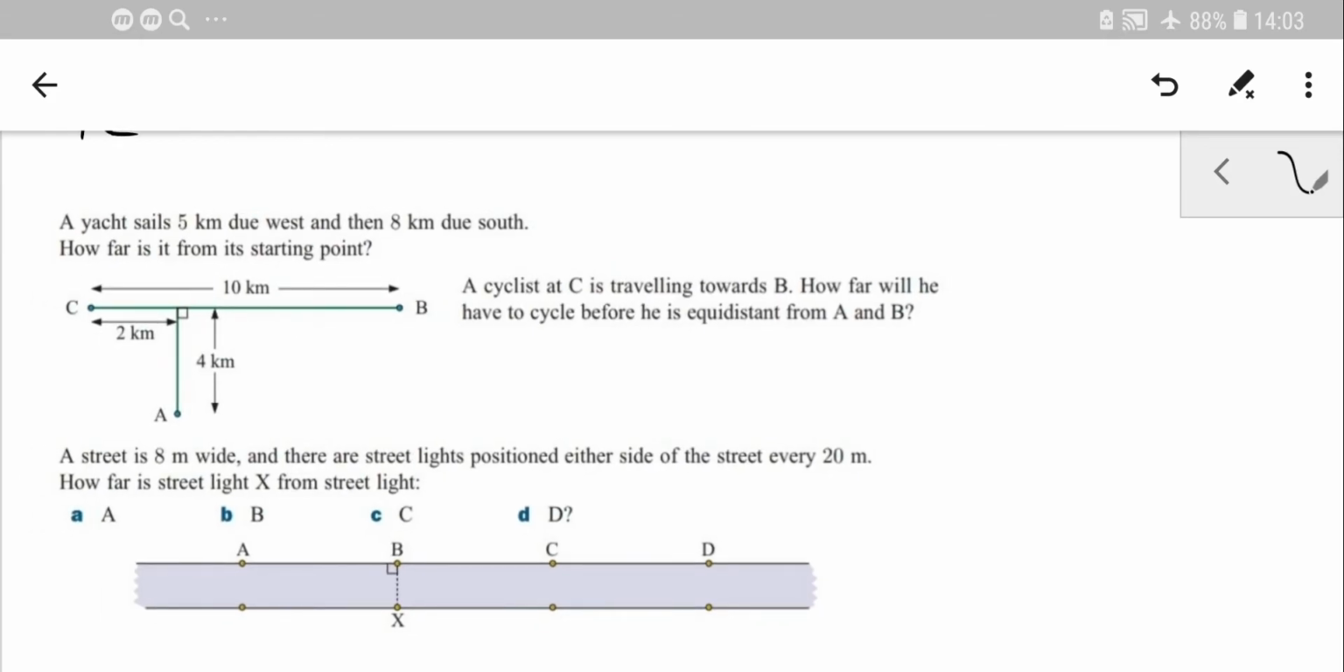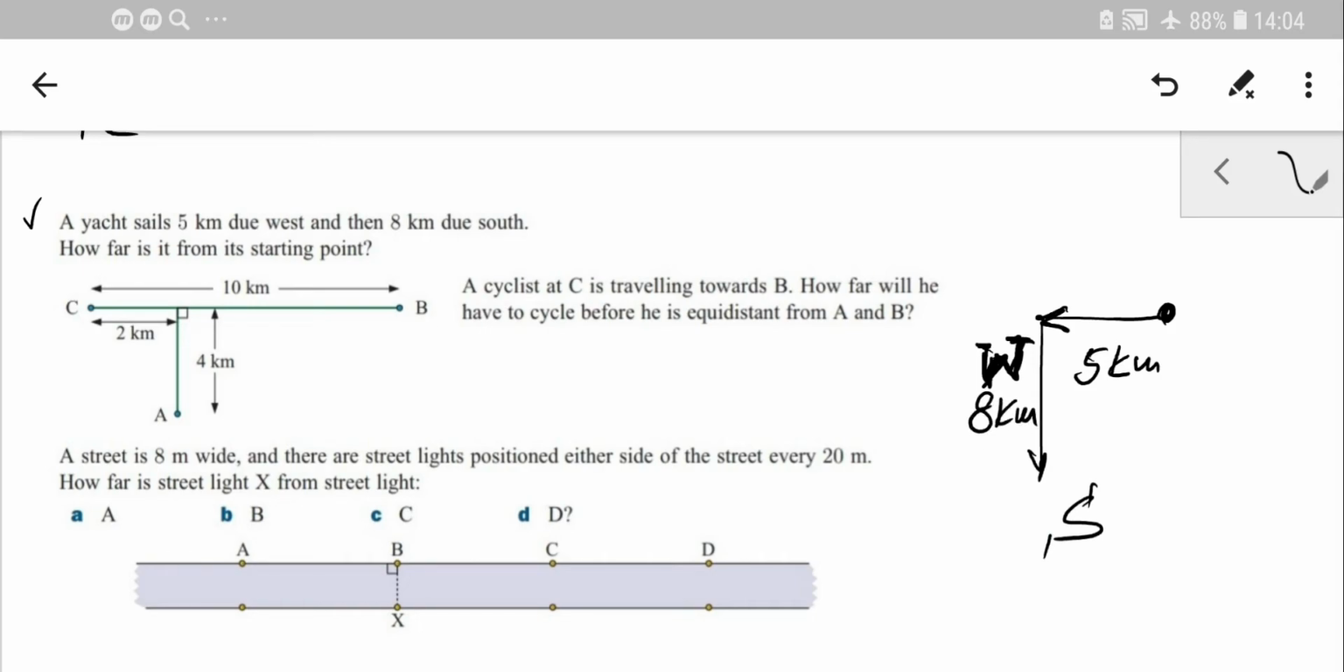All right, so just simply 5 due west. Okay, that's the west direction. 5 kilometers from the initial point, and then it turns and sails due south. Okay, the south and 8 km.